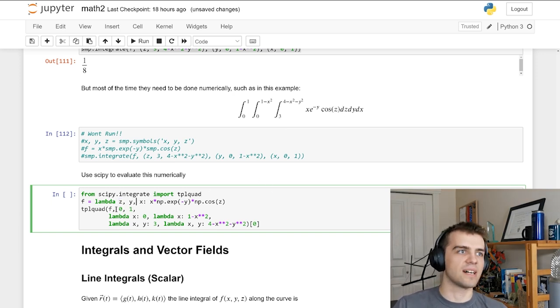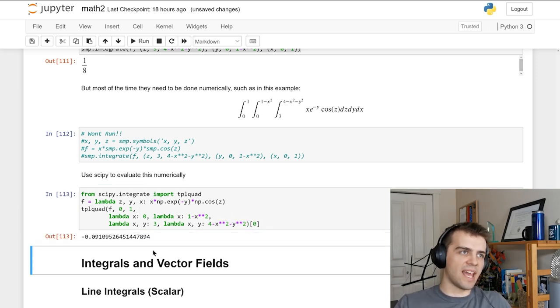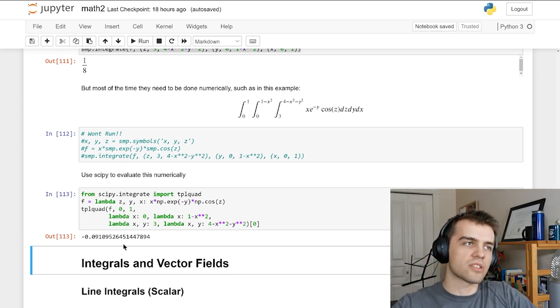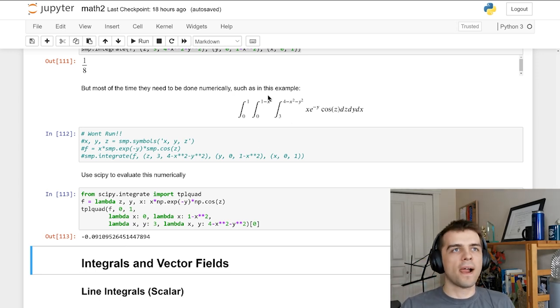And this says that x goes from 0 to 1, y goes from, and you give it a function here, so 0 to 1 minus x squared. The bounds of z depend on both x and y, and it goes from 3 to 4 minus x squared minus y squared. And I do this triple integral here, and I can get the answer to this integral like that.